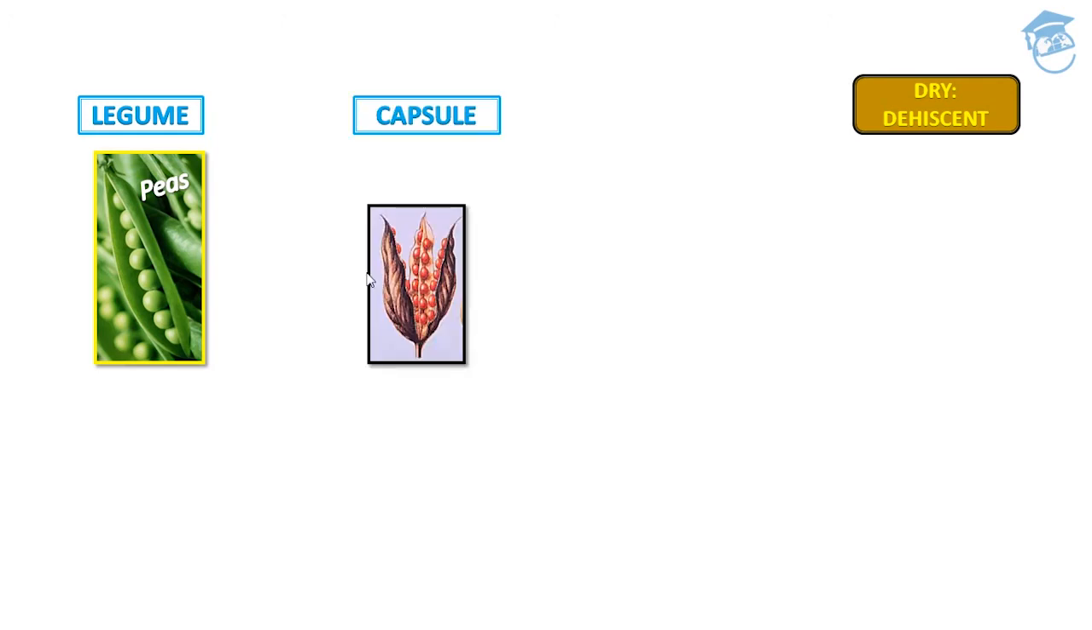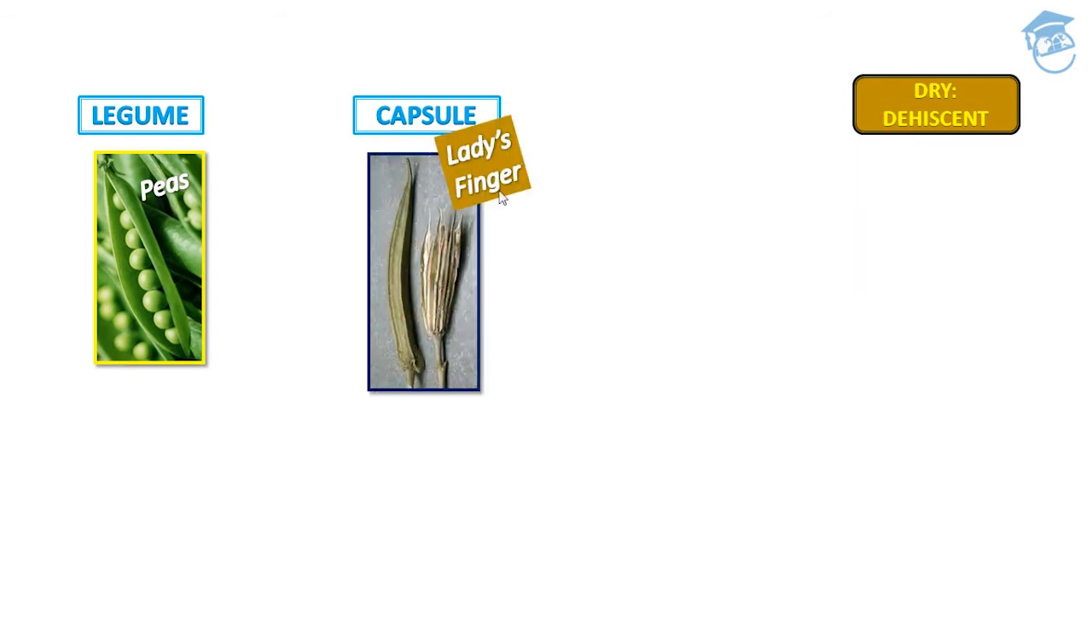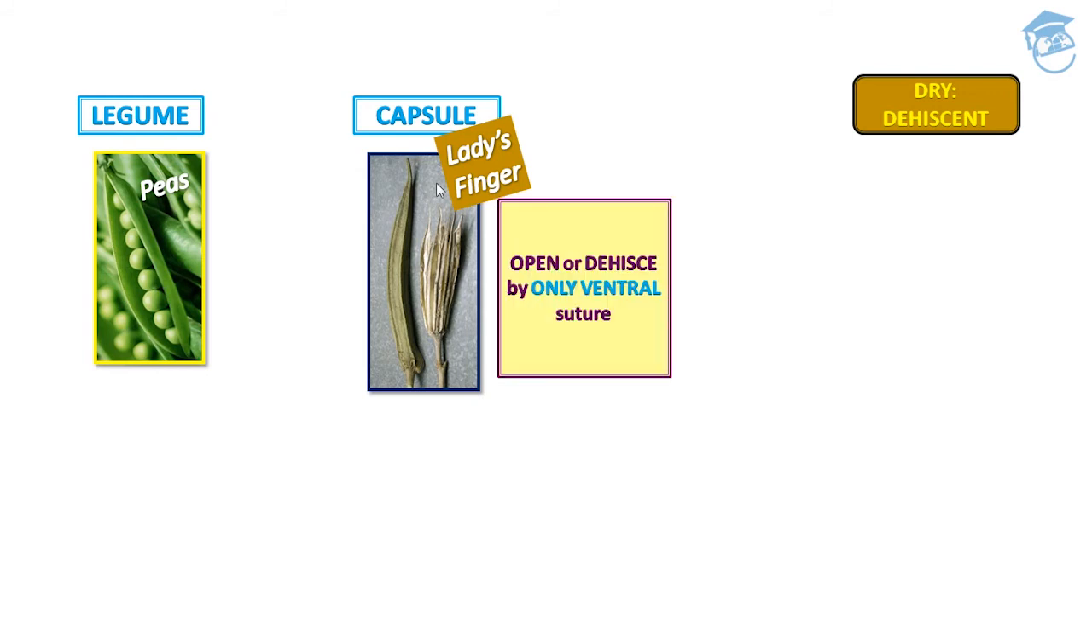Another comes capsule. They open or dehisce almost always, that means from this side, from this side, from the other two sides, so they dehisce almost from all ways. So this is another example, that is capsule, and it can be seen in ladyfinger. Okay, so this is one suture, this is another suture, this is the third suture, so it dehisces from almost all sides. They open or dehisce by only the ventral suture. Please note that they dehisce only from the ventral suture.